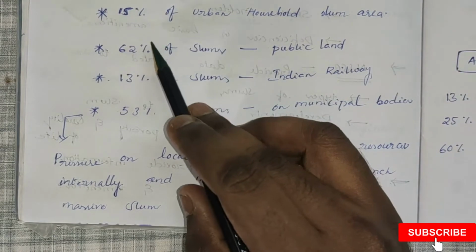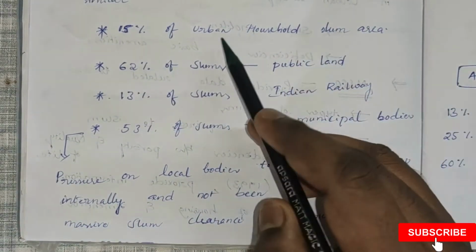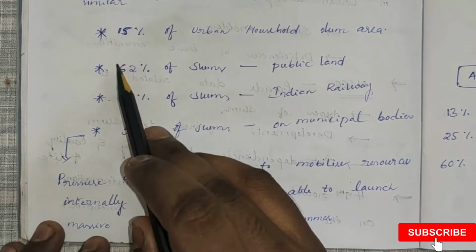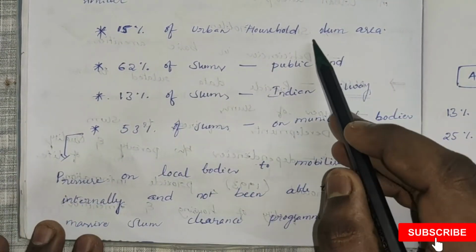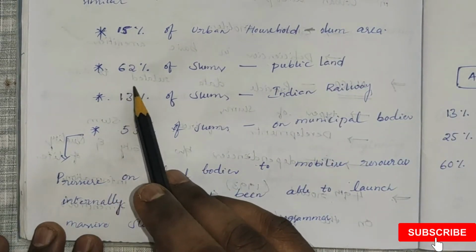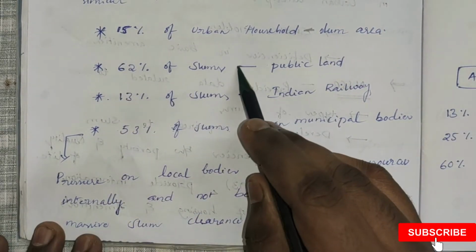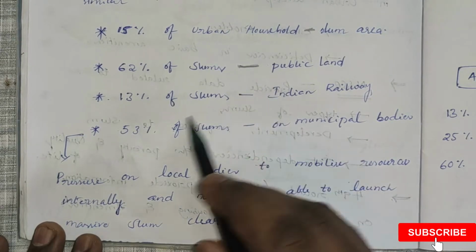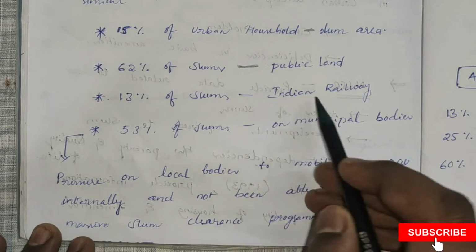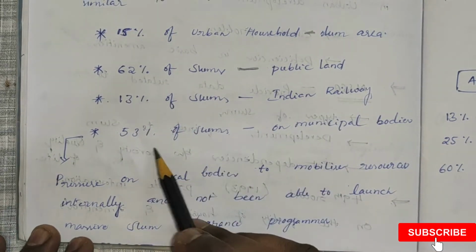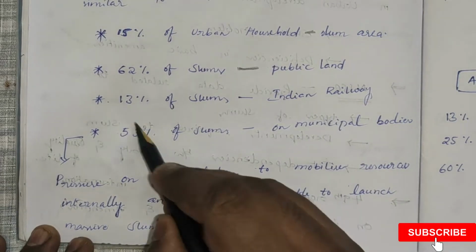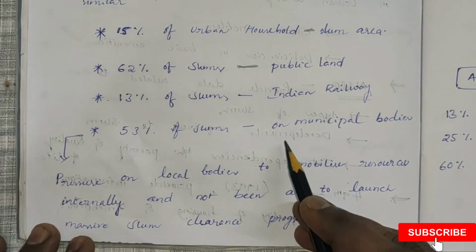Next, 15% of urban households reside in slum areas. Out of these, 62% of slums are on public land, and 13% of slums are on land belonging to Indian Railways. And 53% of slums are on land of municipal bodies. 53% is a huge number.